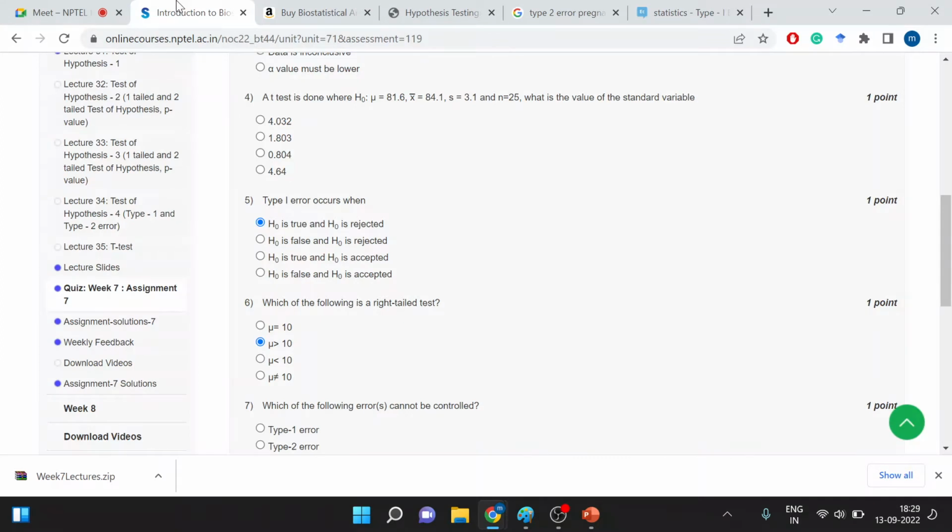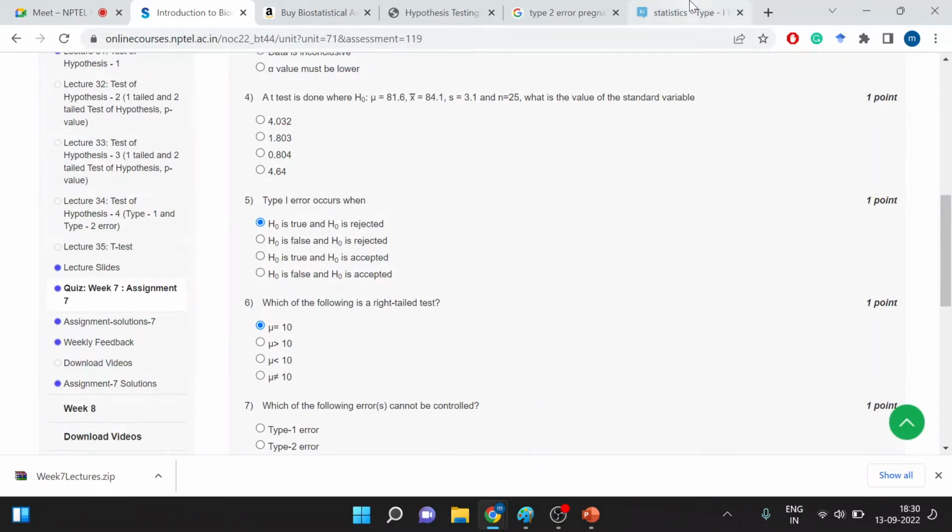Yeah, H naught is true and H naught is rejected. Yes, that's the answer. Basically, your null hypothesis is actually true, but you reject the null hypothesis falsely, which gives a false positive, which is a type 1 error. That's the correct answer.